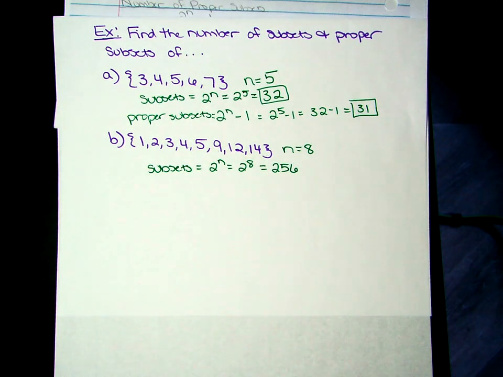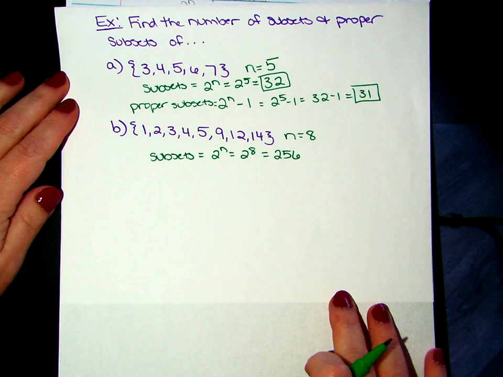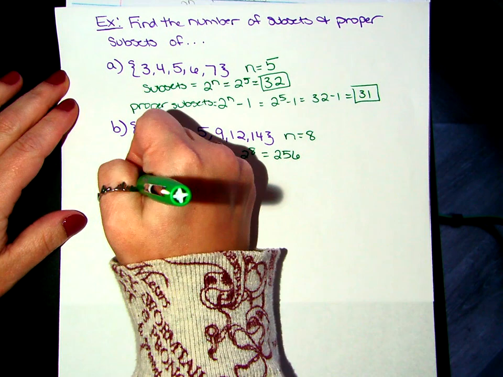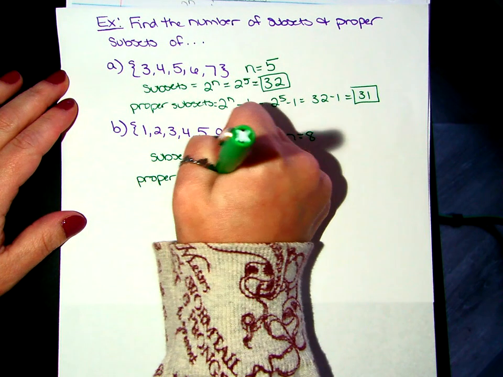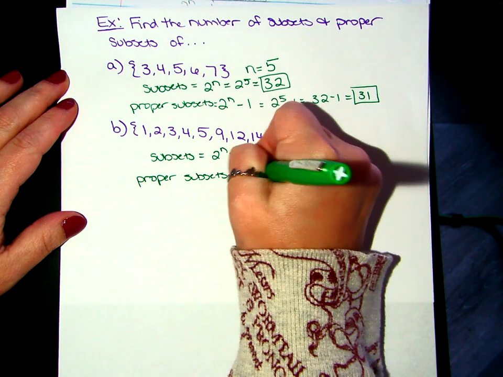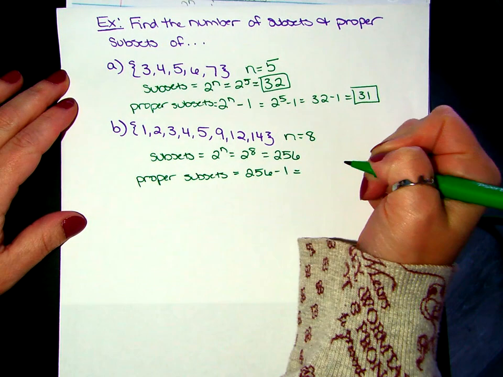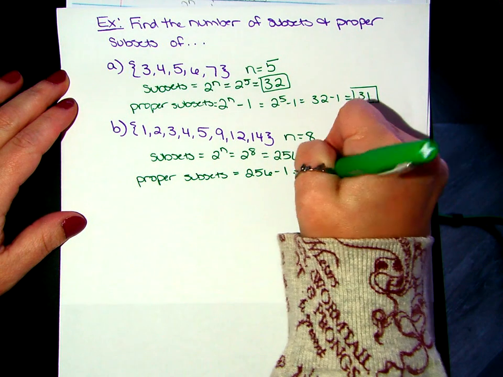That got big pretty quick, and I'm really glad we're not being asked to list out all those. That's what I would do to you if I was a really mean teacher, but I'm not. So proper subsets will be 256, take away 1, because we're going to take away the whole set itself, giving us 255 possible proper subsets.